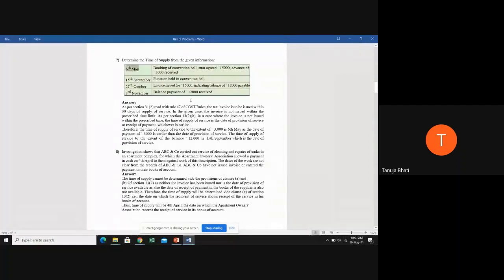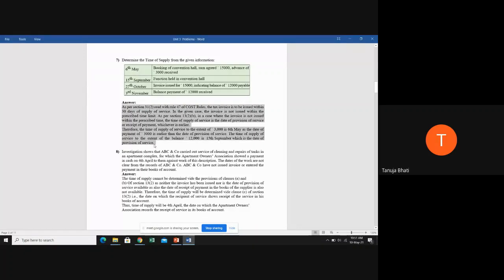And for the balance 12,000 rupees, what is going to be the time of supply? You have to compare the date of provision of service or date of receipt of payment, whichever is earlier. Which is earlier? 15th September or 3rd November? Which is earlier, students? 15th September is earlier. Therefore, for 3,000 rupees, 6th May is the time of supply, and for 12,000 rupees, 15th September is the time of supply. So let us just read the solution.